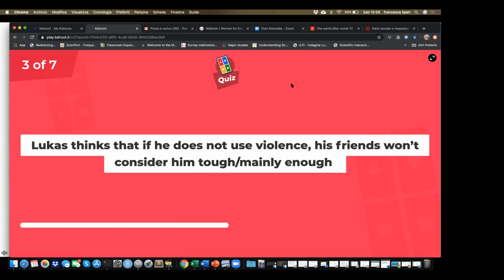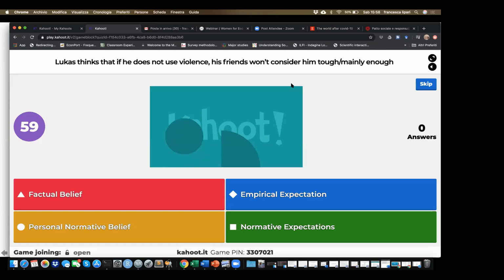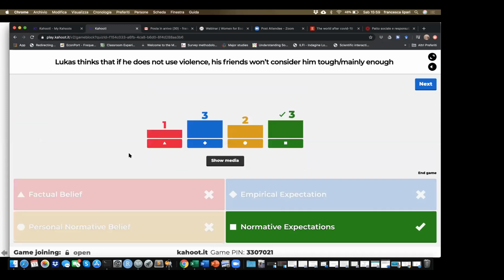Okay, third: Lucas thinks that if he does not use violence, his friends won't consider him tough or manly enough. Sorry, it was supposed to be manly. So what do we have here? A factual belief, normative expectations, empirical expectations, or personal normative belief? Lucas thinks that if he does not use violence, his friends won't consider him tough or manly enough. Okay. How many are missing? Okay.